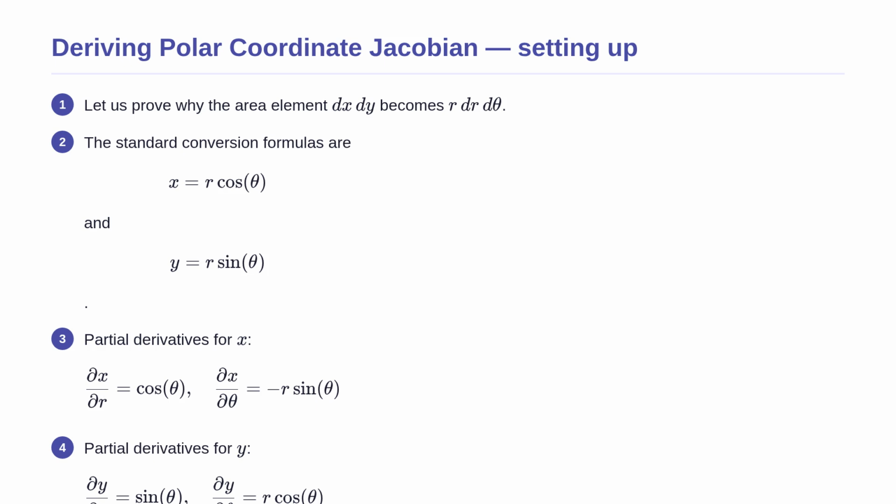We start with the standard conversion formulas, x equals r cosine theta and y equals r sine theta. We take the partial derivatives of x and y with respect to both r and theta. These 4 derivatives will form the entries of our Jacobian matrix.